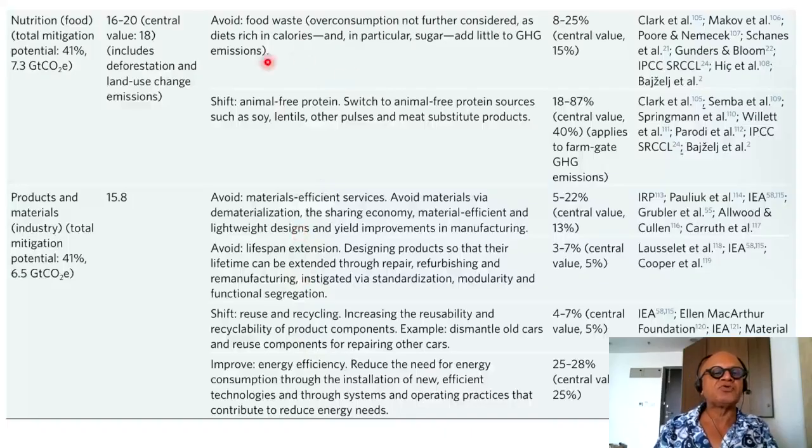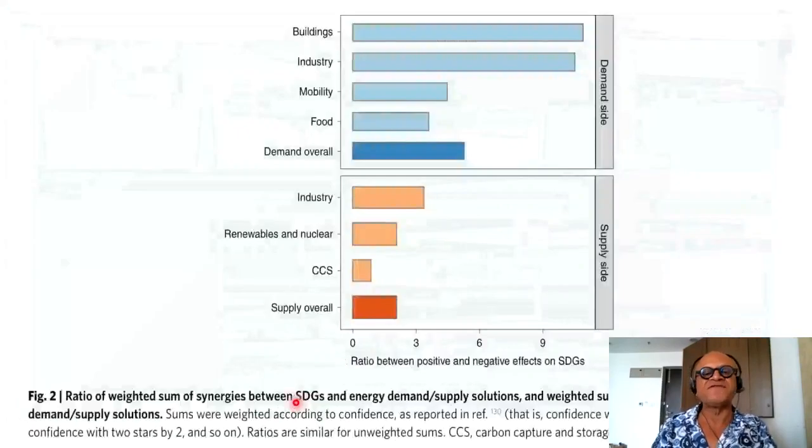Again, under nutrition we don't have improvement as such, and under products we have avoid in terms of material efficient services and lifespan expansion. So right now, since the 1950s, the economy took on the idea of building things that do not last very long, so that people keep buying new versions or new operating systems and so on again and again, whereas extending lifespan is another way of avoiding emissions. Shifting again, reuse, recycle, improving again things like energy efficiency.